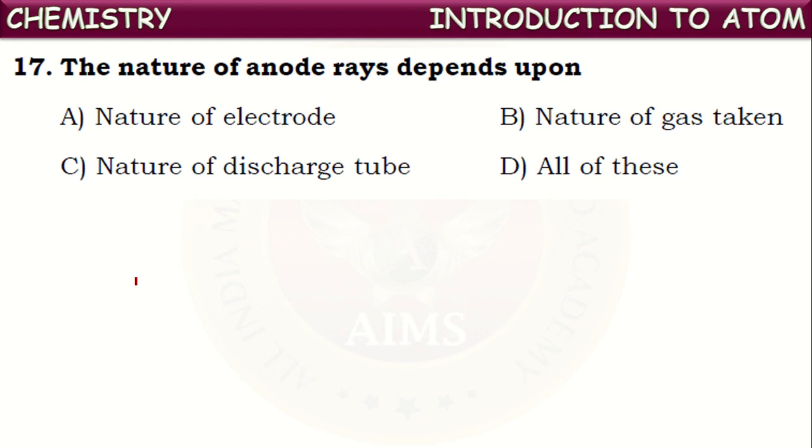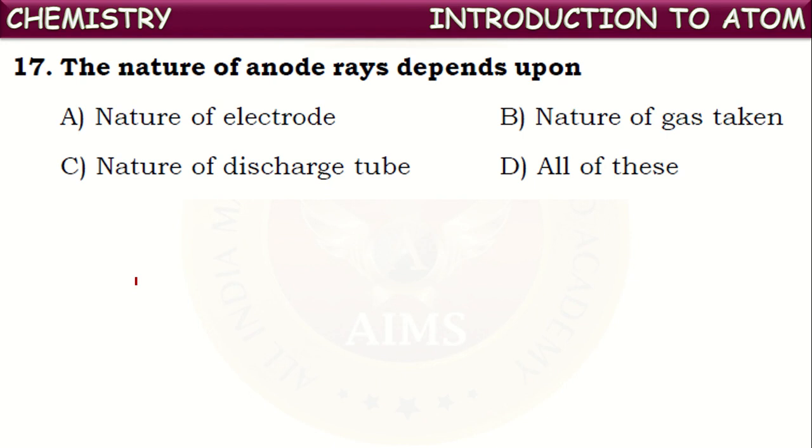But if we take one more gas like helium, when high voltage current is applied in the discharge tube on helium gas at low pressure, that splits into He2+ ion and electrons. So here again the cathode ray particles are the same, electrons, but anode ray particles are He2+ ions, which are different from that of hydrogen H+, isn't it? H+ contains only one proton, whereas He2+ ion has two protons and two neutrons.